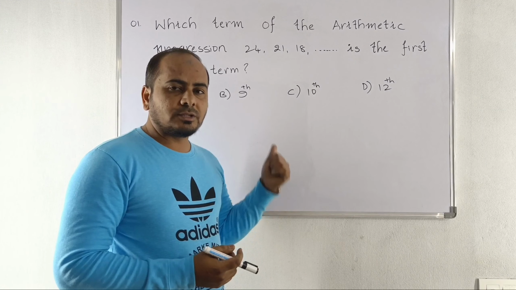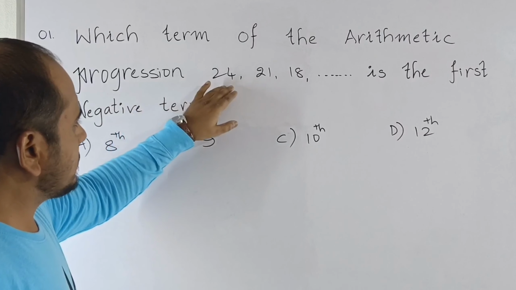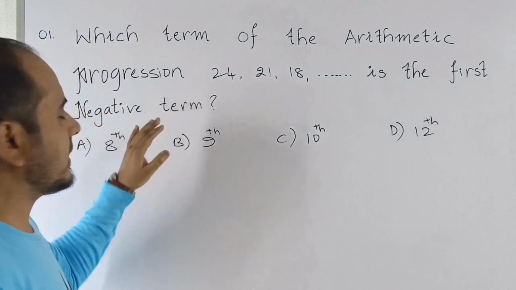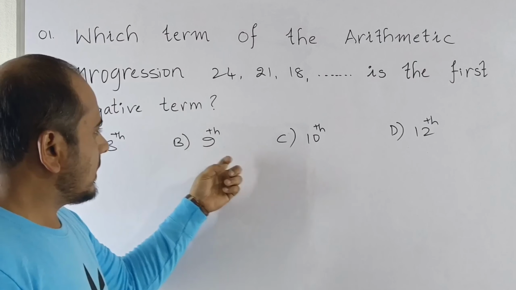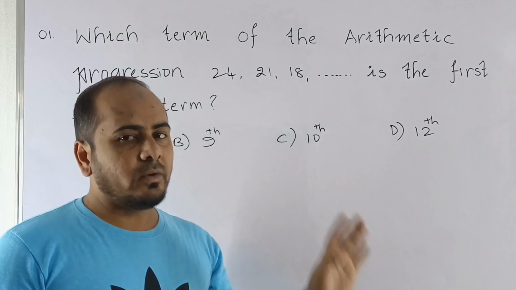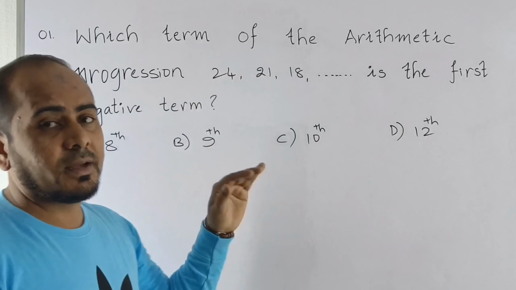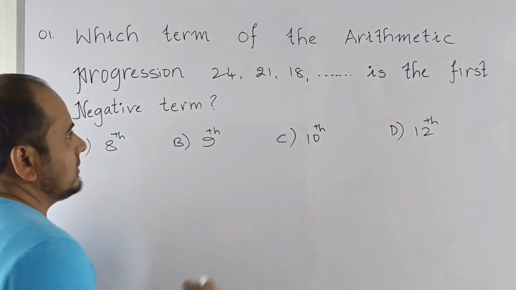Dear children, your first question is here. Which term of the arithmetic progression 24, 21, 18 and so on is the first negative term? And your options are given 8, 9, 10 and 12. Now we need to find which term is the first negative term. Let's come to the solution.